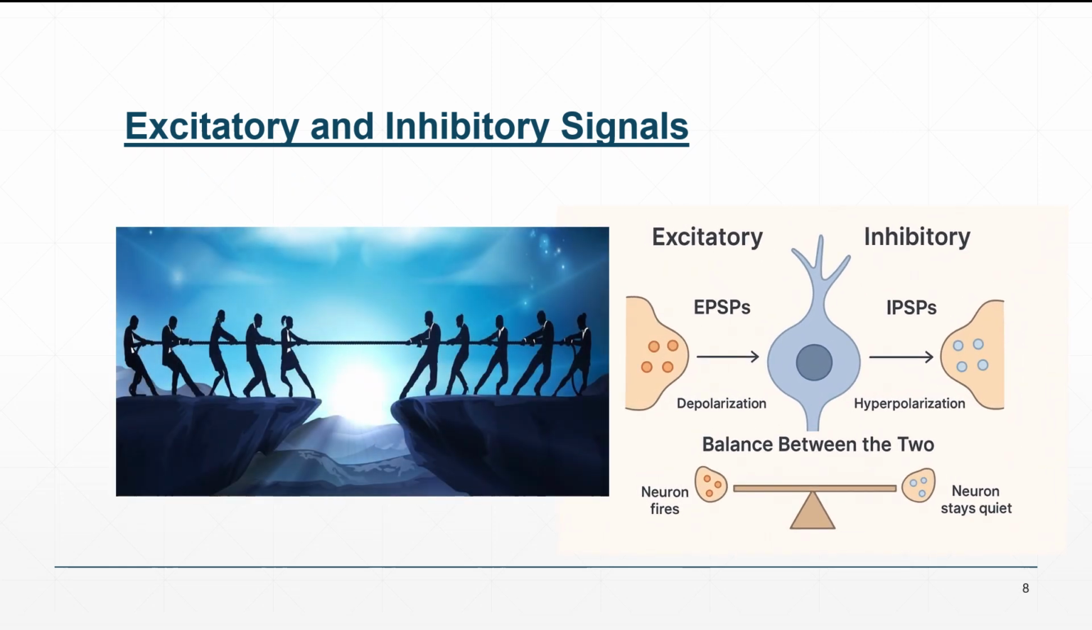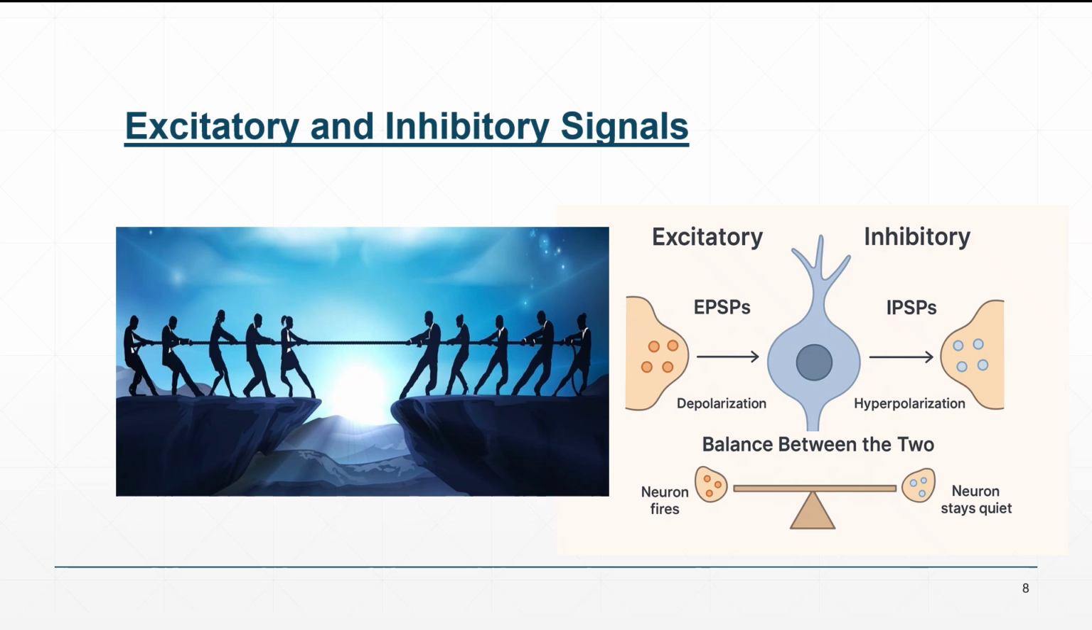Think of it like a tug-of-war game. On one side, the excitation team pulls forward, trying to make the neuron fire. On the other side, the inhibition team pulls backward, trying to keep the neuron quiet. If the excitation side wins, the neuron sends a signal onward. If inhibition is stronger, the neuron stays silent. What EEG actually records is the overall outcome of thousands of these tug-of-war battles happening at once.